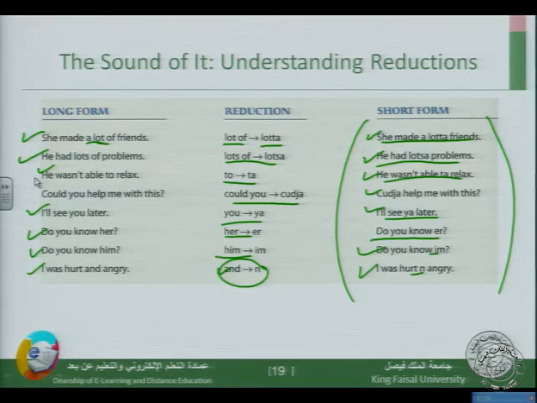So please do the reductions. Try to repeat and replay what I have just said. Try to listen to the audio. Maybe we will bring it next class to do some exercises about these reductions and the models.